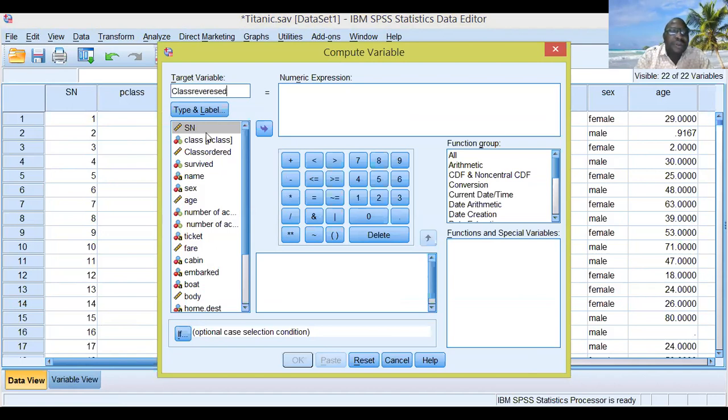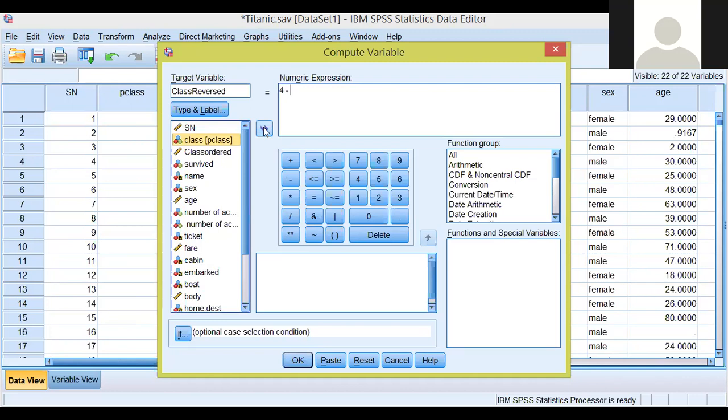Put capital R for Reversed. Is that correct? Yes. Now, in the space after the equal sign, type 4. Then click on minus, below plus. Go and click on the class variable, and move it there. Click OK.